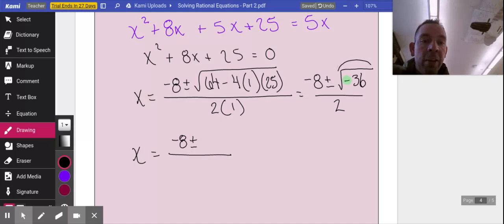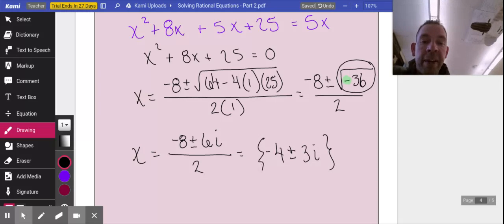If you recall, simplifying these radicals with negative numbers underneath them, you're going to get 6i. And then everything's divisible by 2. So we'll say negative 4 plus or minus 3i is my simplified answer.